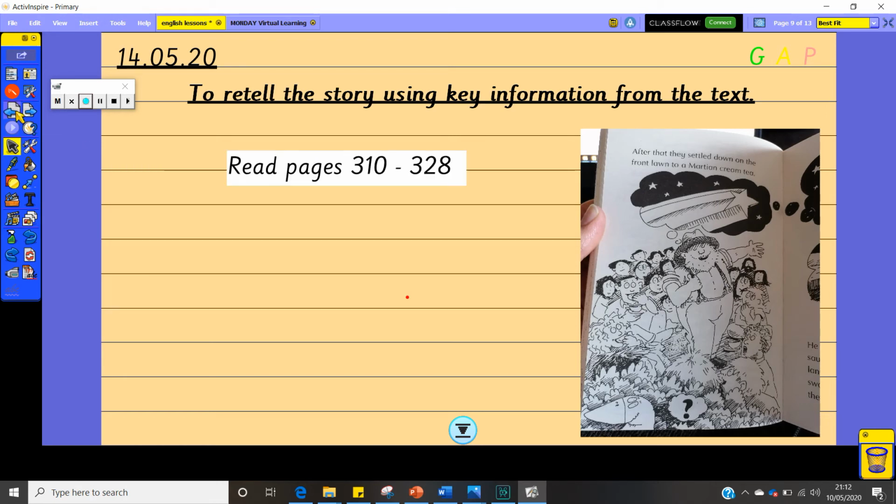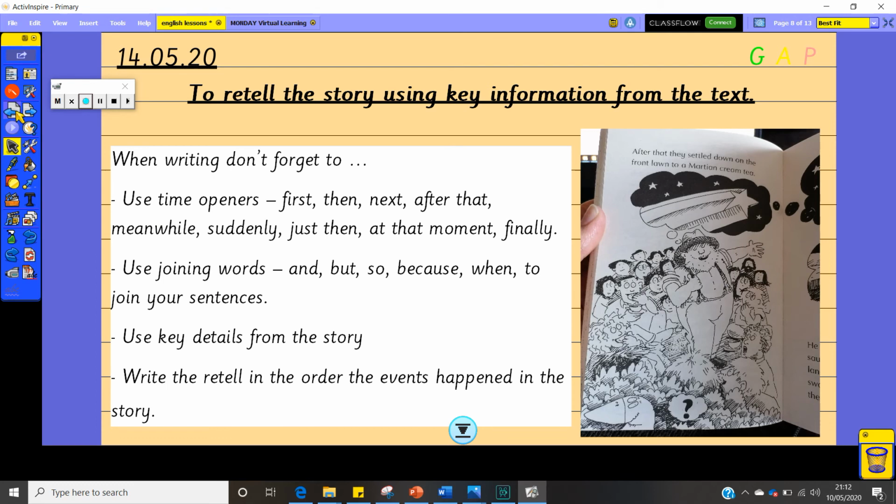Remind ourselves of everything that we need to include in our writing today. So don't forget to use your time sentence openers, including first, then, next, after that, meanwhile, suddenly, just then, at that moment, and finally. Use your joining words, and, but, so, because, when to join your sentences together.